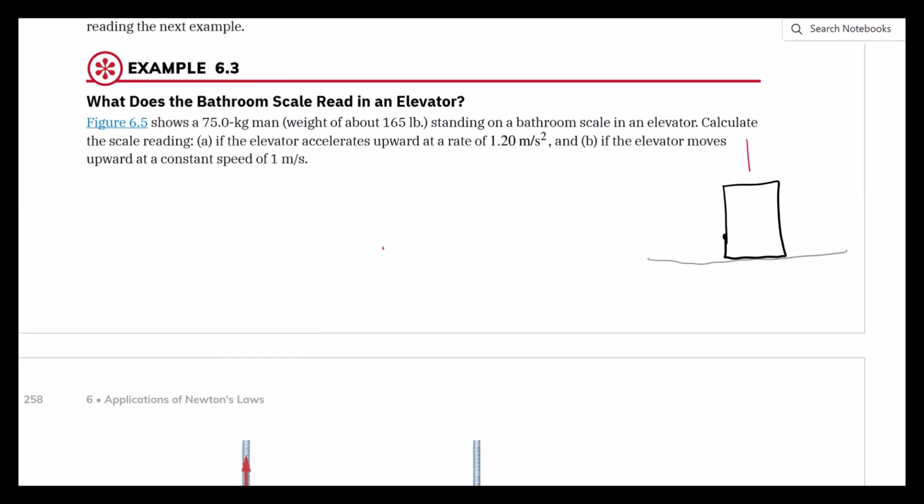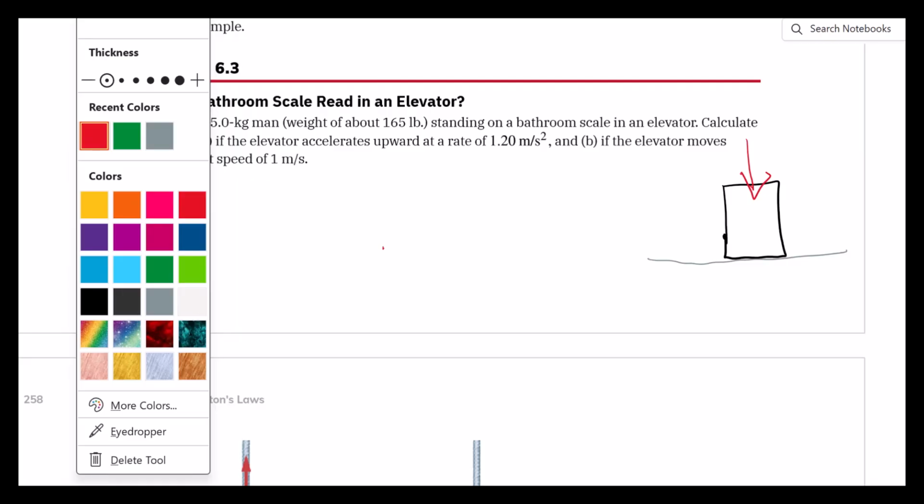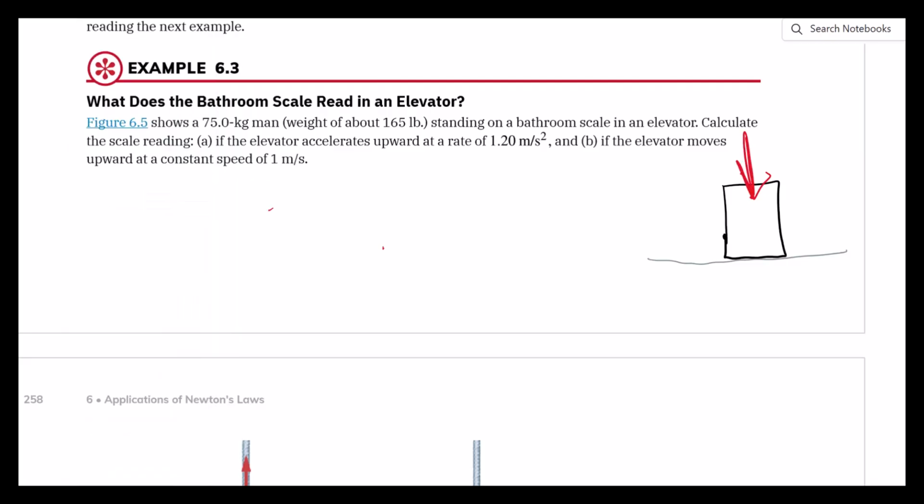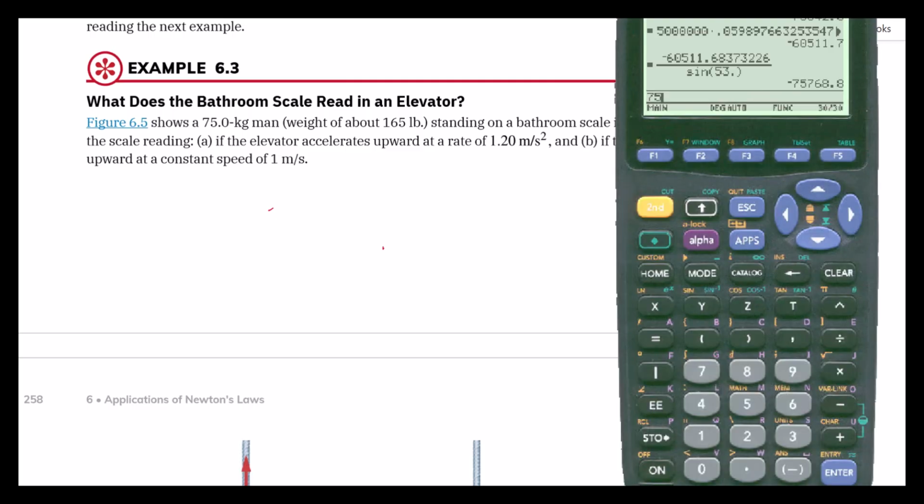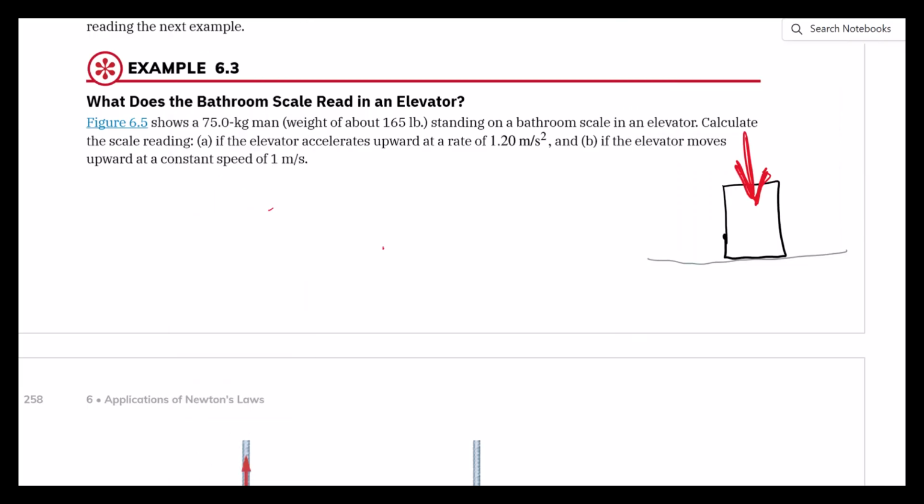He has a mass of 75. So his weight is 75 times 9.81, which is 735.75. Weight equals 75 times 9.81, 735.75. And then there's a normal force with the ground. Okay, so calculate the scale reading.